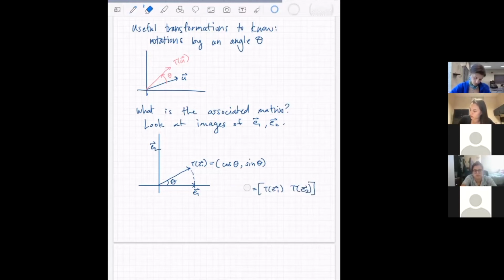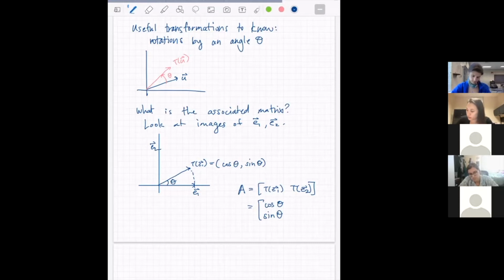In fact, let's just write down the matrix. So this will be our matrix A. That first column is going to be cosine theta, sine theta, right? And then we just have to figure out what the other one will be. So the image of E2.